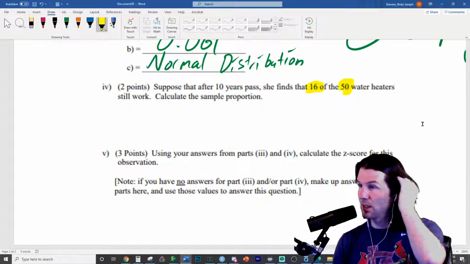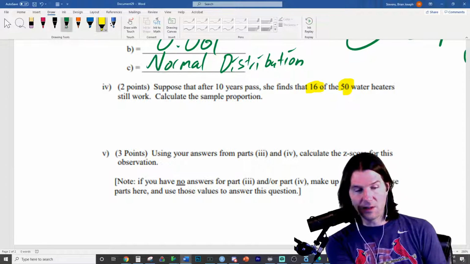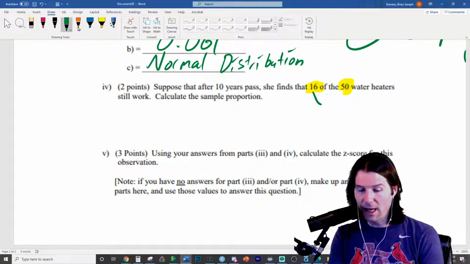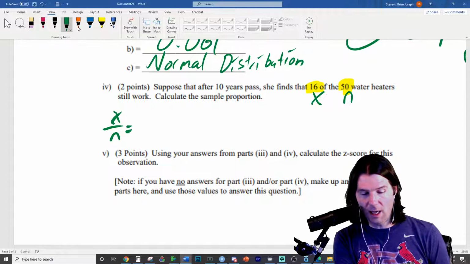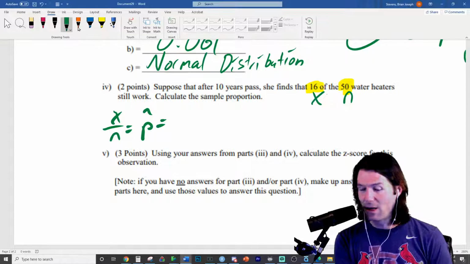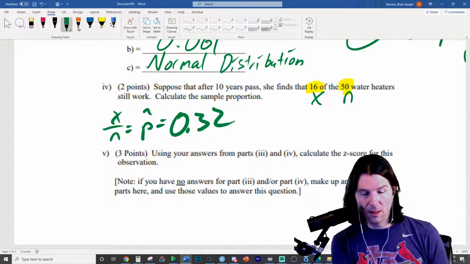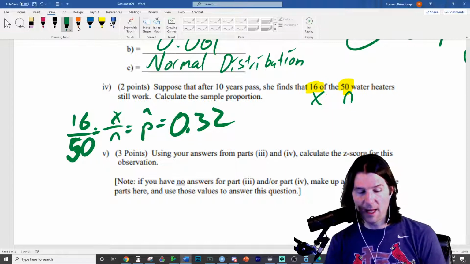Now they find that 16 out of 50 did not last. So 16 out of 50 is going to be what in notation? So 16 is going to be x, and 50 is going to be n, and we would get x over n equals p hat. Yep, great job, Lizzie, right there. This is going to be p hat, so that is 32%, because 16 over 50. And that is p hat.